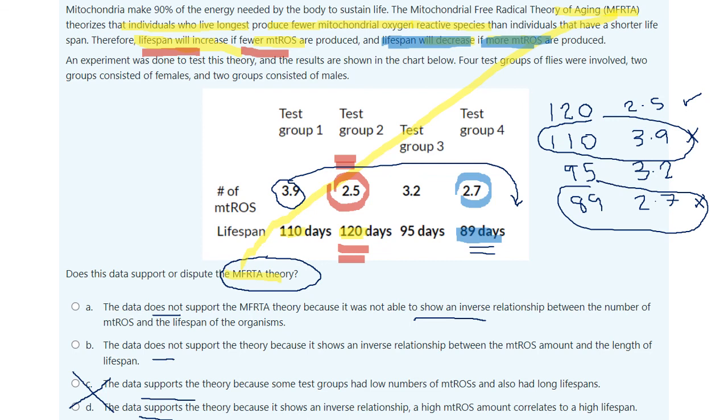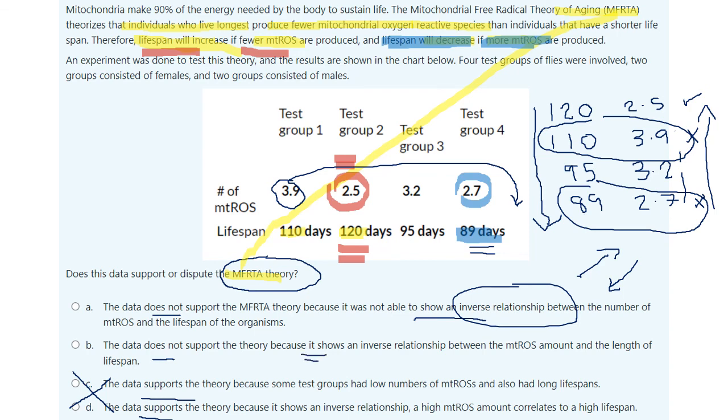There is no inverse relationship. Remember, the inverse relationship is when one increases, the other decreases. So as this goes down, this side should be going up, but we go up and then down and then up again. So it doesn't really make sense to go up, down, and up. These numbers do not show an inverse relationship. So answer B says it does show, answer A says it does not show. So answer A is correct.